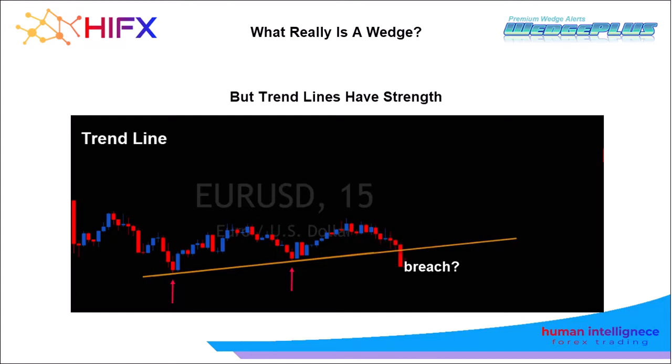I've got 2 bounces represented by the red arrows, and I have a breach that comes along. So the question I have here is, is that really a breach? To the uninitiated, they're going to say, yes, that's a breach. I have a candle that closes outside the wedge. There's no question it's closed outside the wedge. We're calling it closing outside the wedge because it's closed outside that trend line. But is that a breach?